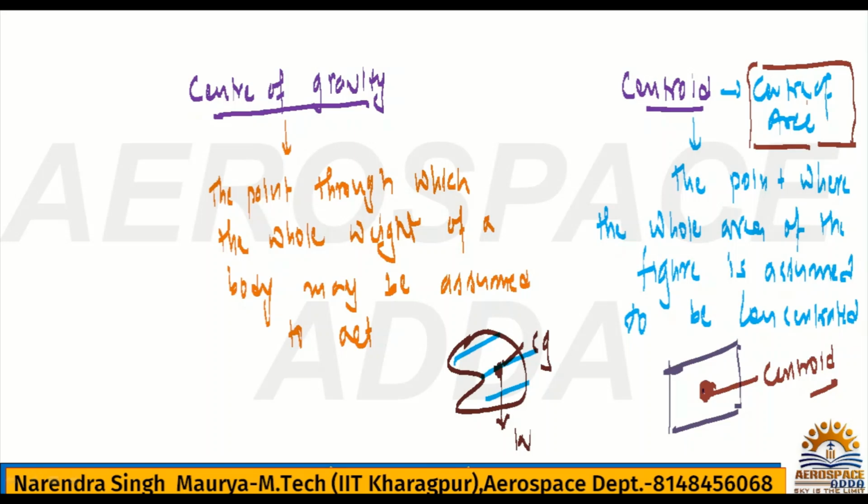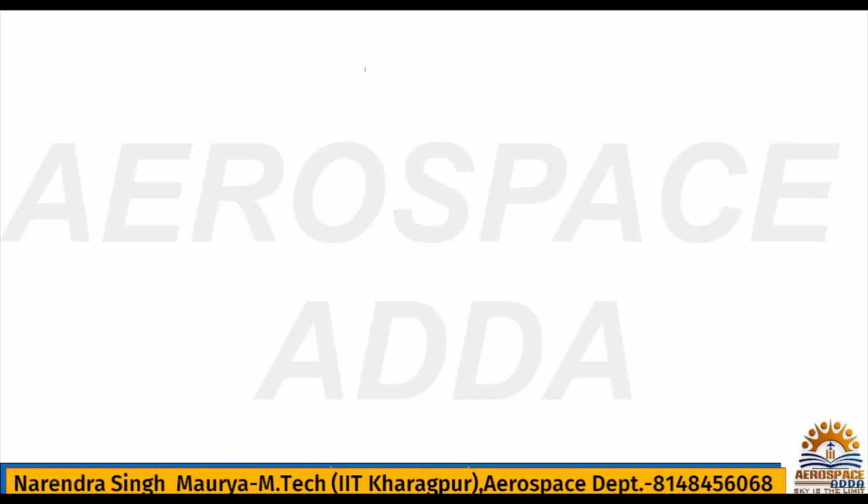Similarly, we'll talk about the moment of inertia. Generally, what is the moment of inertia? Basically, there are two types of moment we have. One is called force moment, or first moment of force, also called moment of force. And second is the second moment of mass, which is also called mass moment of inertia.